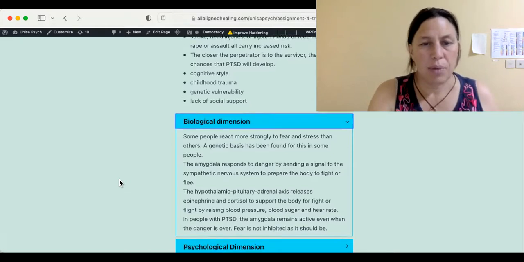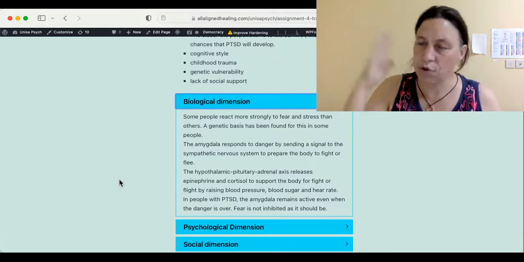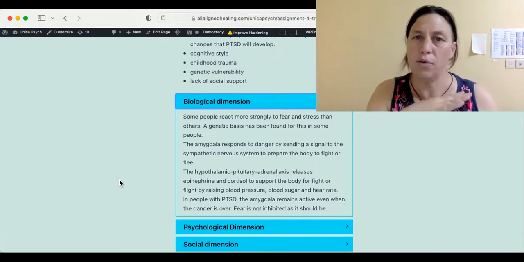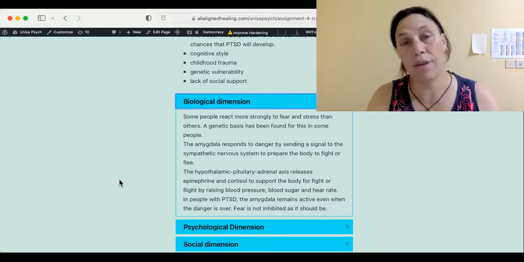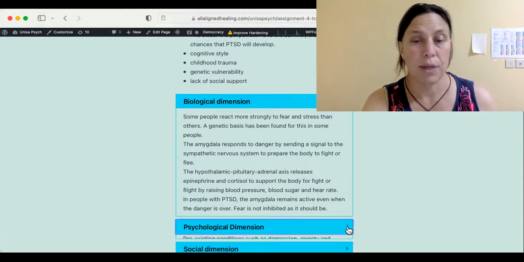In people with PTSD, the amygdala does not switch off. You don't get that feeling of "I am safe, the danger is past." You remain in a state of fear. So fear is not inhibited as it should be.